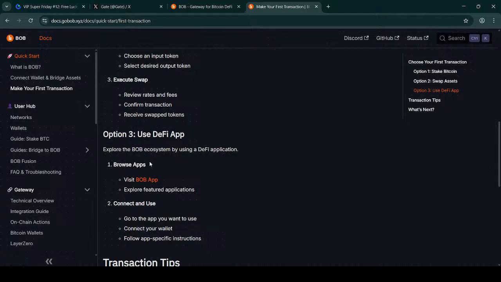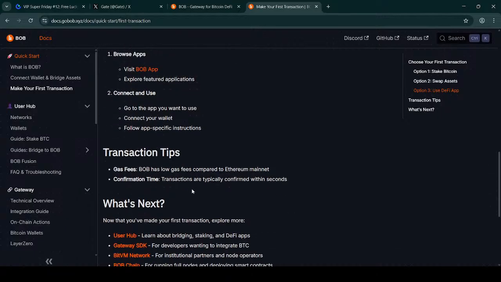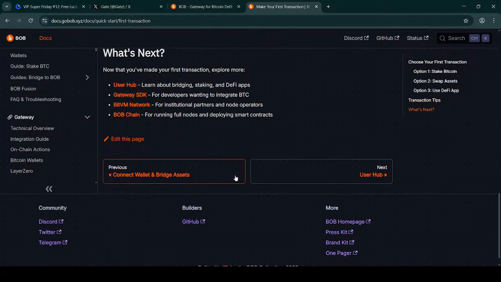So option three, your DeFi app. Explore the Bob ecosystem using DeFi apps. Browse the Bob apps using the Explore feature in the application. Connect your wallet and follow the special instructions. So, transaction tips.